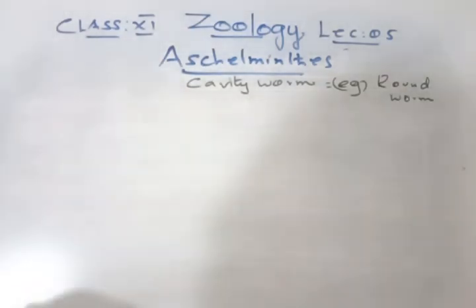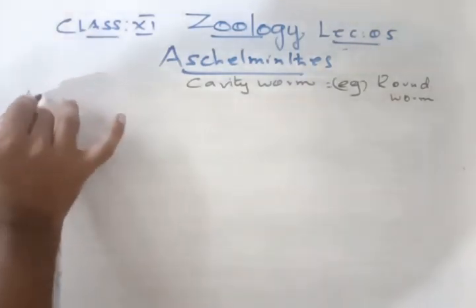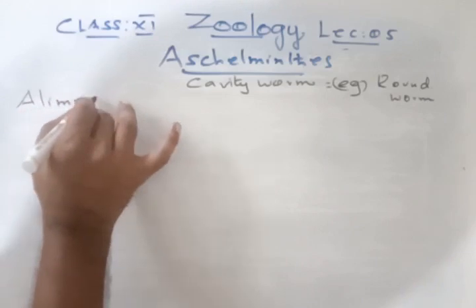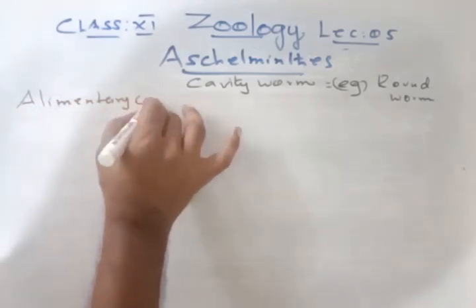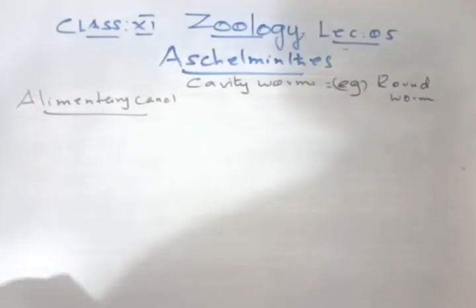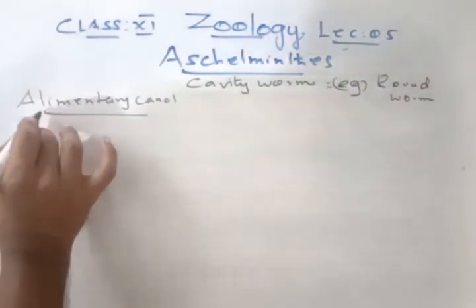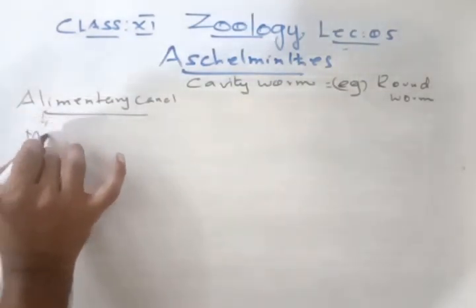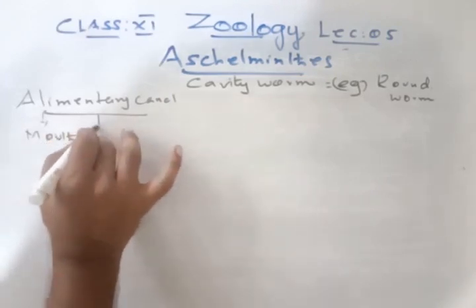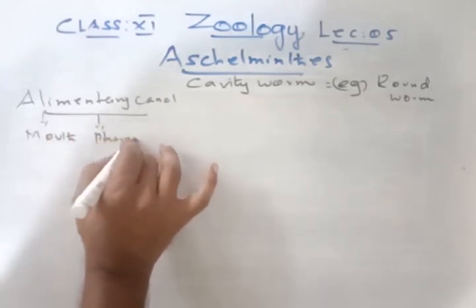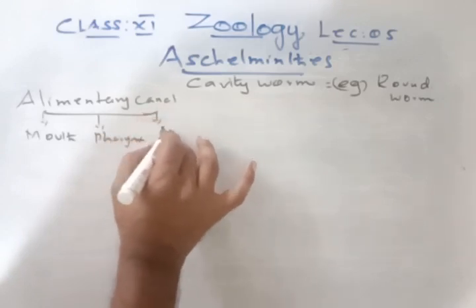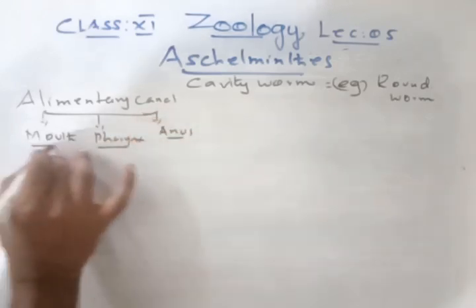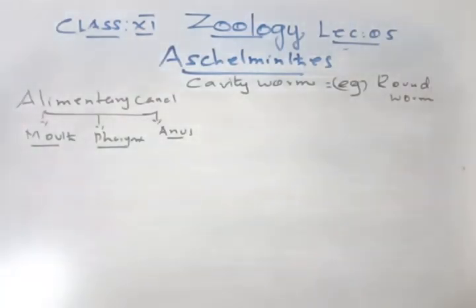Okay. So before we study this, I will talk about some important things, three things that we will discuss here. First one, we will discuss the alimentary canal. Now, the alimentary canal of this worm will have three things: mouth, throat, that is pharynx, and anus.